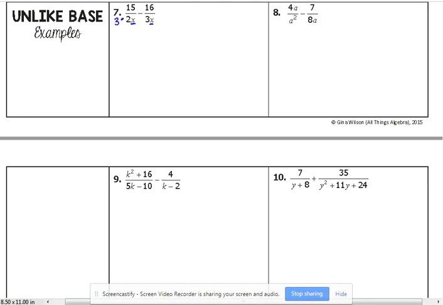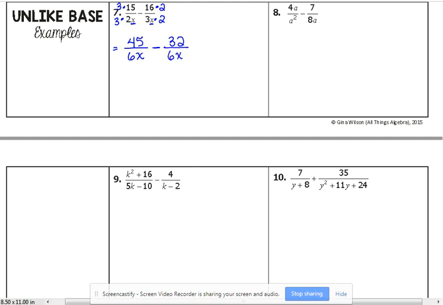So the first one, we're going to multiply top and bottom by 3 to turn that into 6x. We're going to multiply the second one, top and bottom, by 2 to turn that into 6x. Now, while we're trying to work this out and learn it, let's write it out as much as we can. So 3 times 15 is 45, over 3 times 2x is 6x. Minus 16 times 2 is 32, over 3x times 2 is 6x.